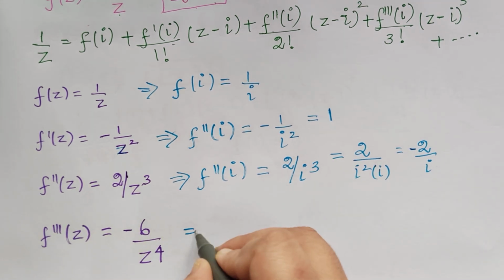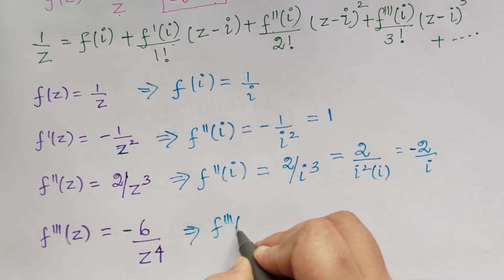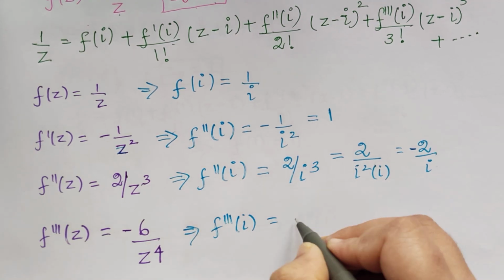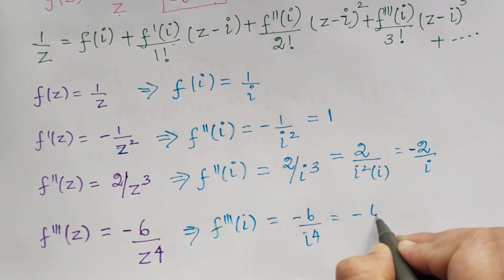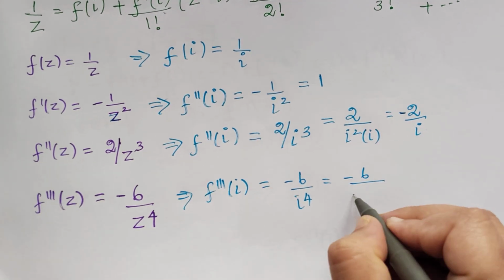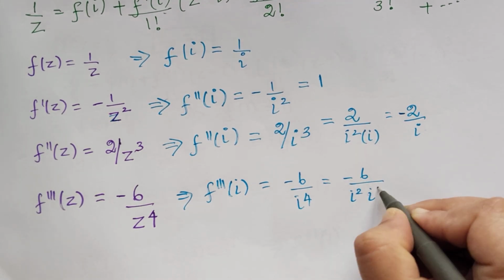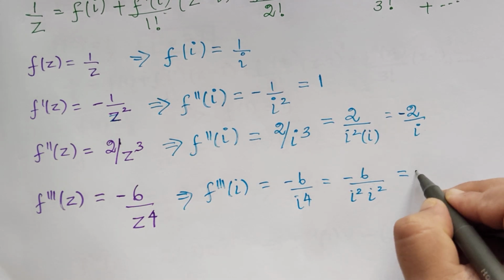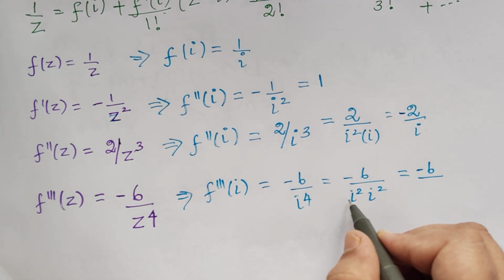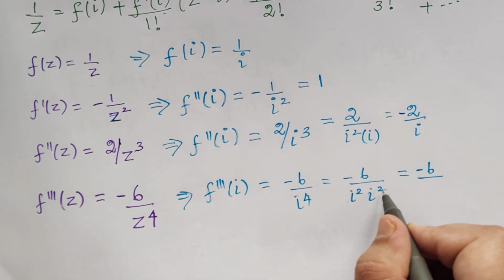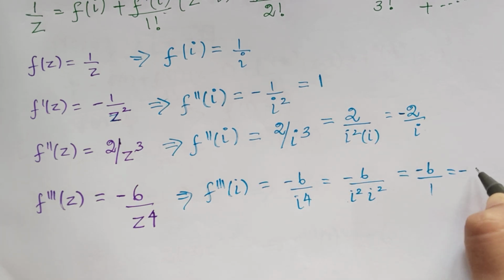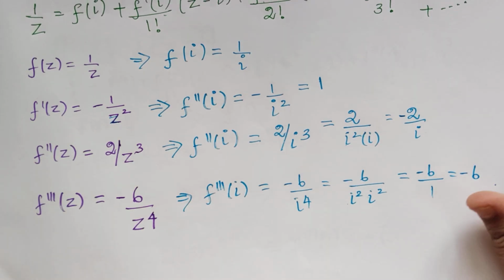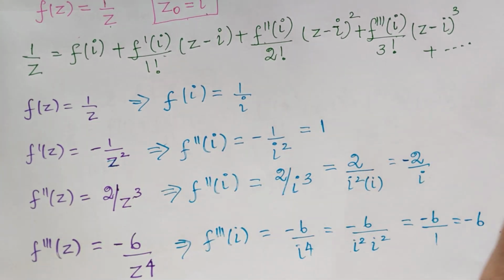And next we have f triple dash of i, which is equal to minus 6 divided by i power 4. Minus 6 divided by i power 4 can be written as i squared multiplied with i square, which is equal to minus 6 divided by i square is minus 1, i square is minus 1, when multiplied it will become positive. So this is equal to minus 6. So now we shall substitute each of this in this expansion.